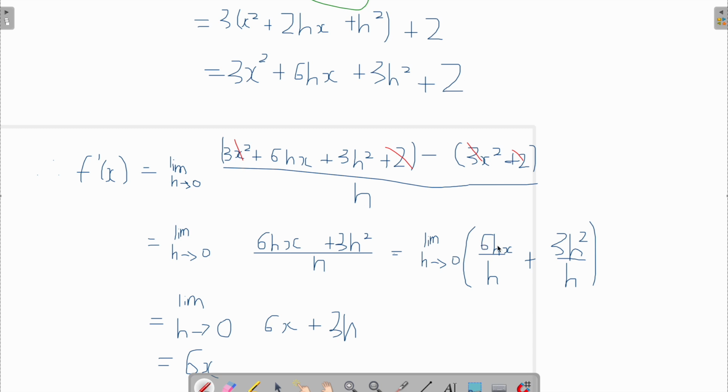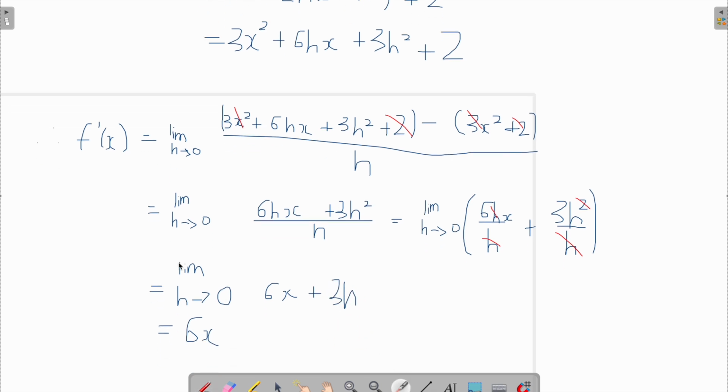So what can we do? So we see 6hx on h. Is there anything we can divide by? Obviously h on h. So what will remain? As we can see here, 6x. Awesome. And then the next, we have h squared on h. Simply get rid of the 1, because that's just h times h, and get rid of the h. And what will remain, as we can see here, 3h. Awesome. So now we have the limit as h approaches 0 of 6x plus 3h.